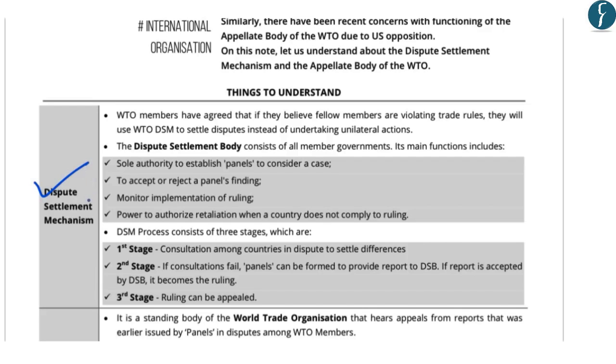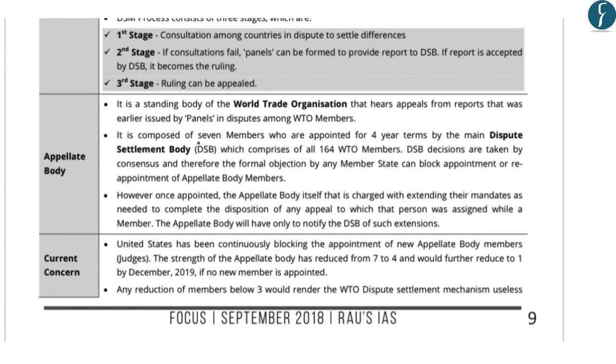However, let us try to understand what the issues related to the appellate body of WTO are. Regarding the appellate body's composition, you should know that it is composed of 7 members who are appointed for a term of 4 years. And they are appointed by the dispute settlement body, which comprises all the 164 WTO members. Now, you should understand that the dispute settlement body's decisions are taken by consensus and not by majority vote. Therefore, the formal objection by any member state can block the appointment or reappointment of the appellate body members.